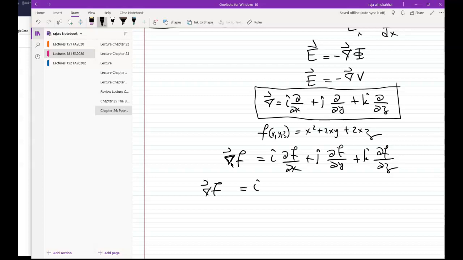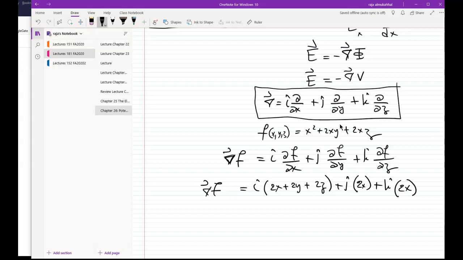So in this case, I have i. What is partial f partial x? Look at it, it's right here. So partial f partial x is going to be 2x plus 2y plus 2z. Is that right? There we go. Plus j, partial f partial y, that's going to be 2x, and that's it. And plus k, partial f partial z, that's going to be basically 2x again. This is the gradient.